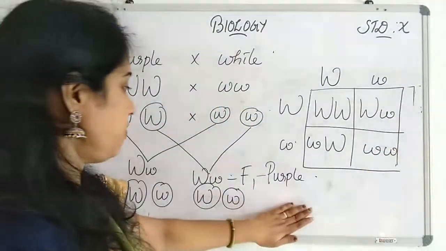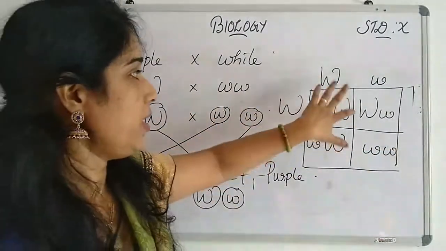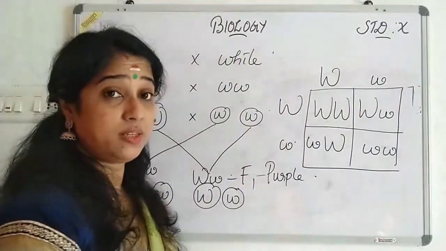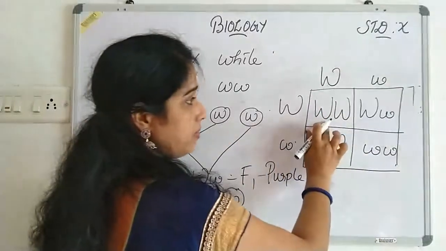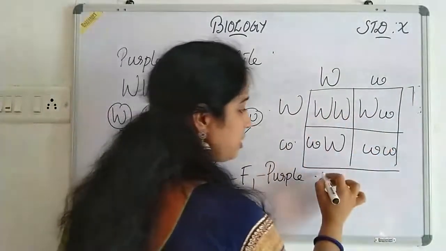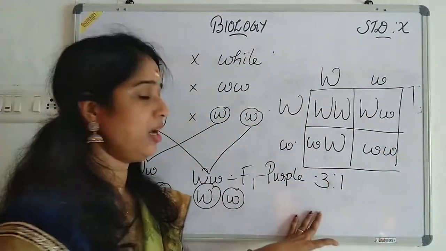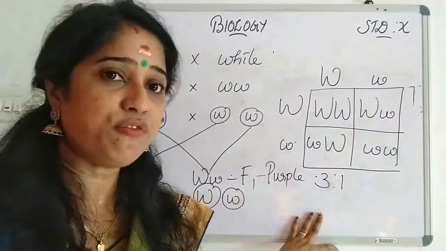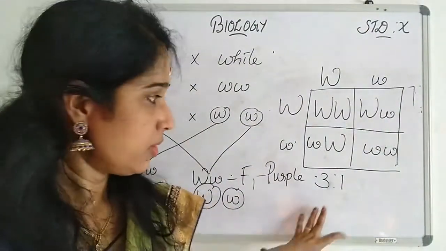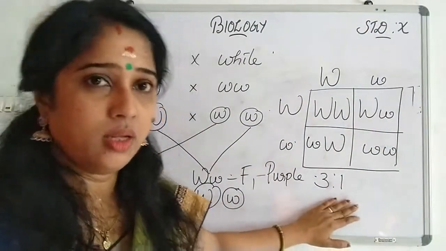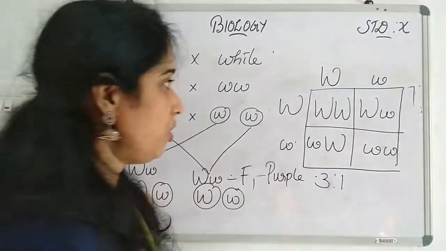So, observe it. How many pure purple flowers are there? 1, 2, and 3. What about white? Only 1. That is the expressive ratio or the phenotypic ratio, the 3:1. Then what about the genotypic ratio?